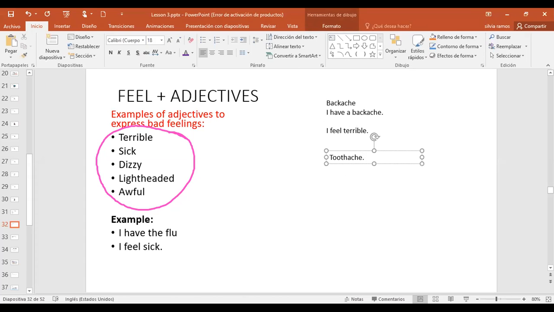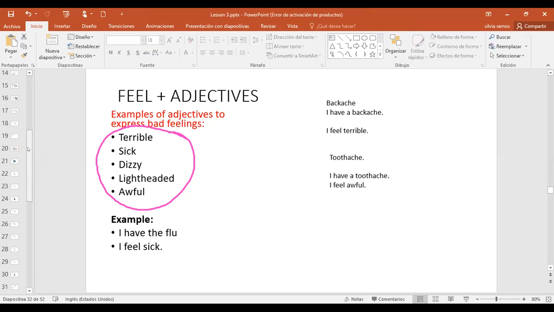So tell me, this is the word. I need you to create an example like this. Who wants to try? I have toothache. Okay, I have a toothache. Very good. Lester? I have a toothache. And then I feel what? Awful. I feel awful. Very good. Awful is like, oh no, I feel awful. Right? Okay, very good.